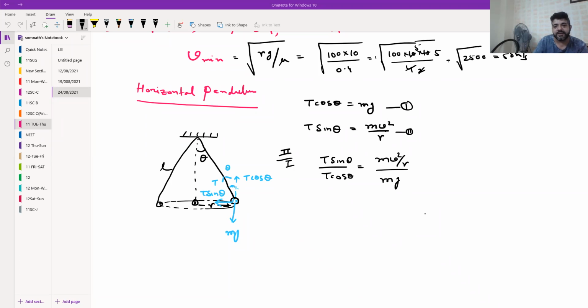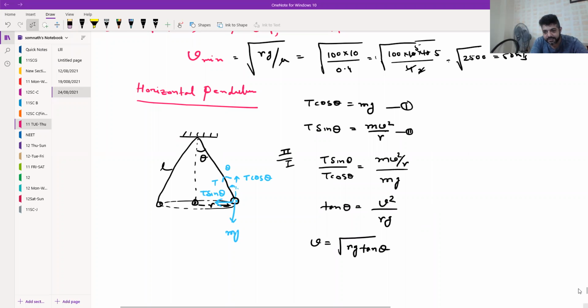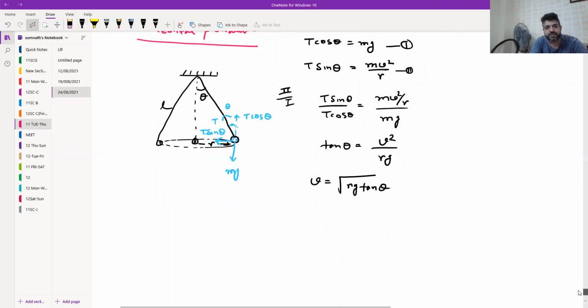Dividing equation 2 by 1, tan theta equals v square by rg, with T and m cancelling. So v is equal to root under rg tan theta. Yes or no? Yes, sir.